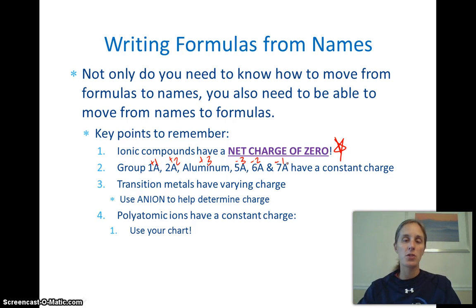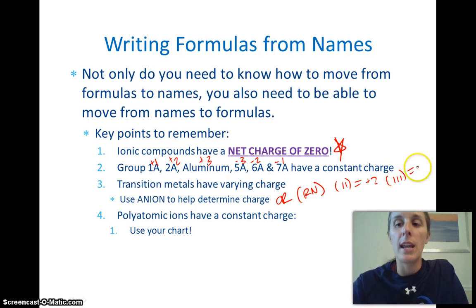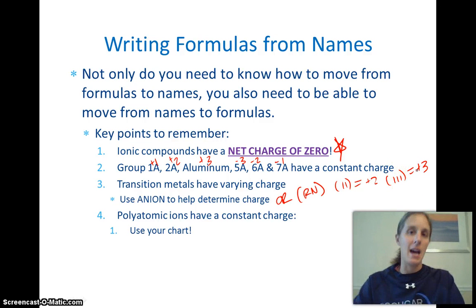Your transition metals, remember, make a varying charge. So you can either use the anion to help you determine the charge, or you can look at the name. Because remember, the name will always have Roman numerals in parentheses. So if you saw a 2 in the middle of a name, that would equal a plus 2 ion. Where if you saw a 3 in the middle of a name, that would equal a plus 3 ion. So those Roman numerals in the middle of the name can help you figure out what the total charge is.